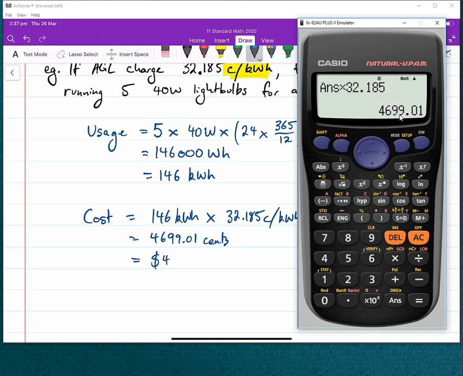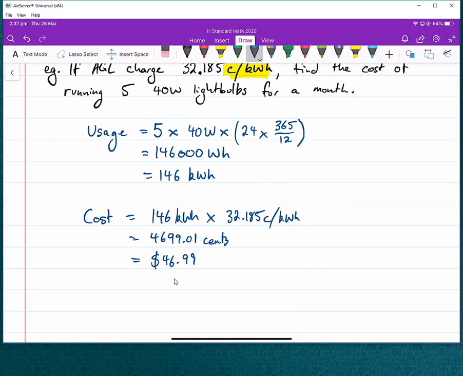Okay, so it's actually going to cost $47 to run those 5 lights for a month. Okay, it's why some parents like to say keep turning off the lights and to not use appliances too much. I'll give you one more example.